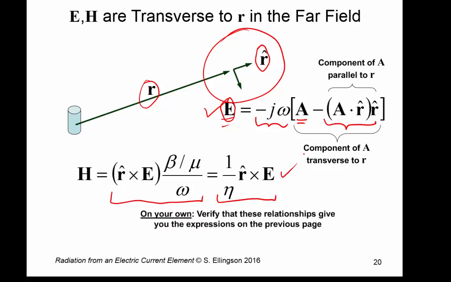On your own, to confirm that this makes sense, you should verify that these relationships give you the expressions on the previous page. In other words, if you now take the known magnetic vector potential for an electrically short electric current element, and you apply these expressions, you get the result that we previously obtained the hard way. That is, by taking the curl twice, once to get H and then again to get E.